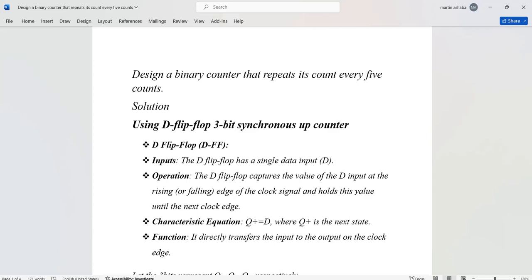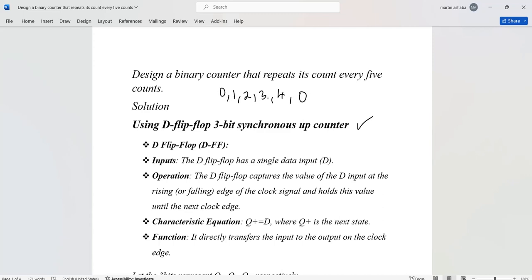So let's dive right away to answer this particular problem. We are looking at designing a binary counter that repeats its count every 5 counts. Let us take a basic count from, for example, 0, 1, 2, 3, 4. We want a counter that will start from 0, go to 1, 2, 3, to 4, and then go back to 0. So these are the 5 counts.